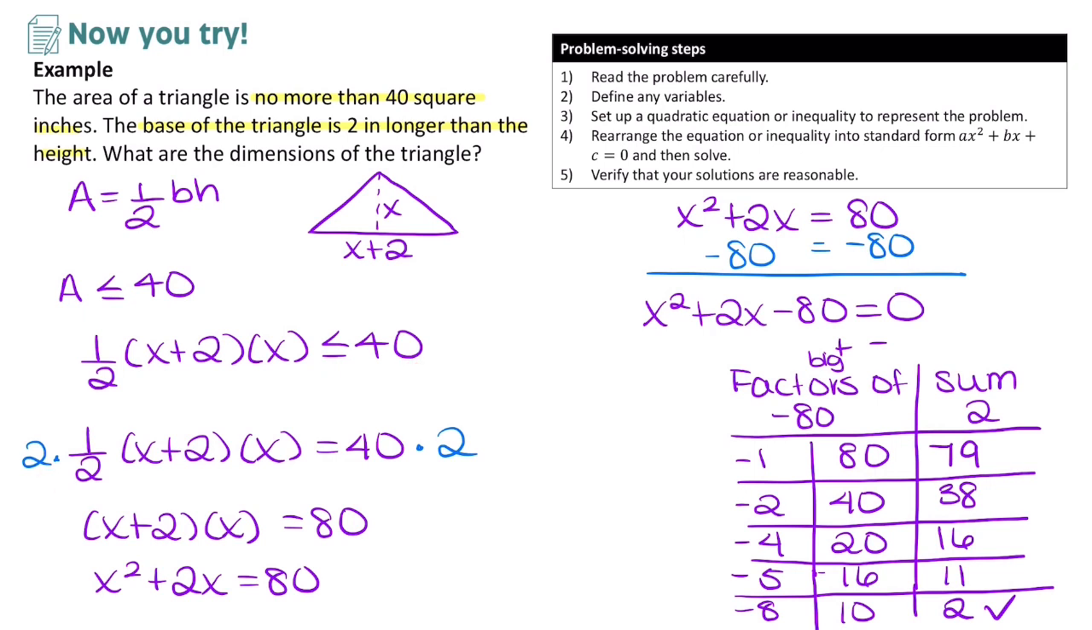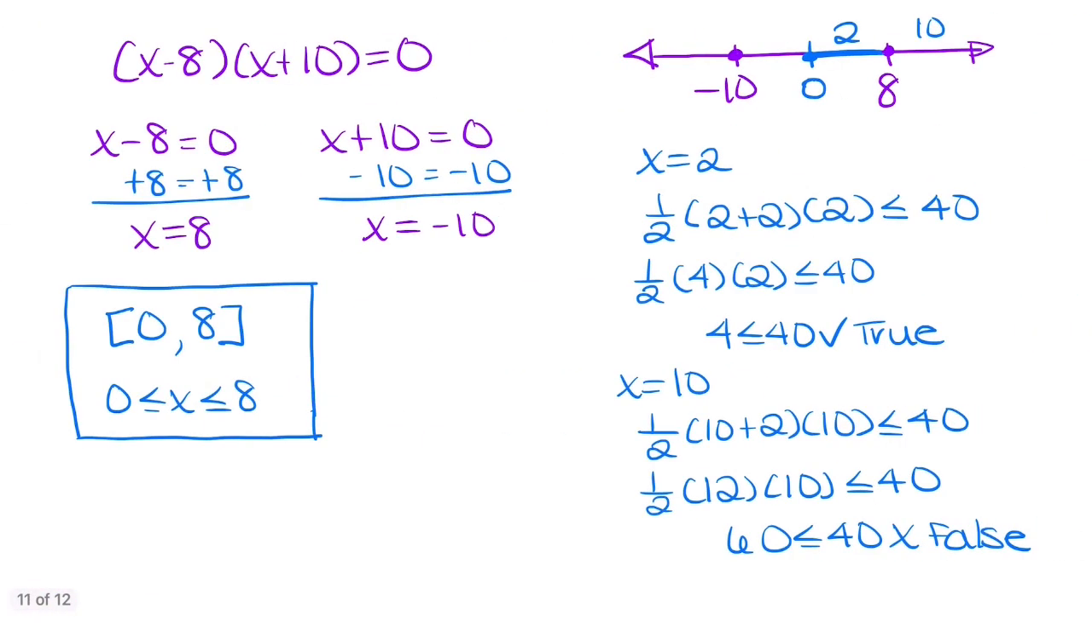So I started off by multiplying both sides by 2 to get rid of that 1/2, and then I distributed the x to both terms in my expression. So that gave me x squared plus 2x equals 80, and then I subtracted 80 from both sides to get x squared plus 2x minus 80 equals 0. I chose to solve by factoring, and I got the two solutions, x equals 8 and x equals negative 10.